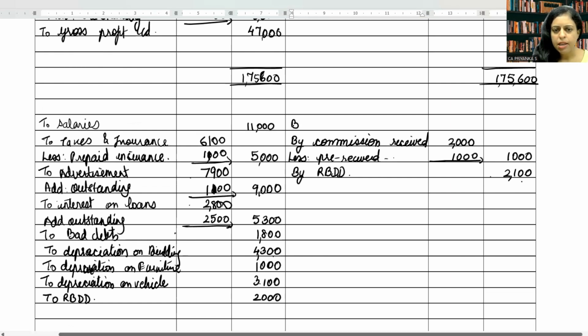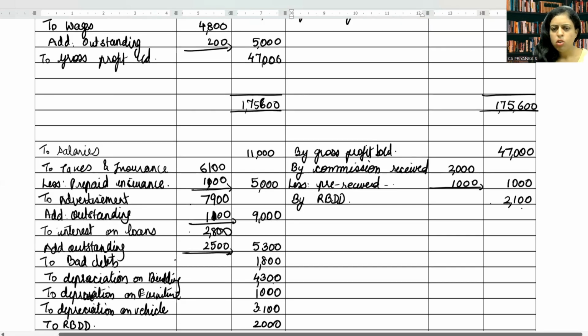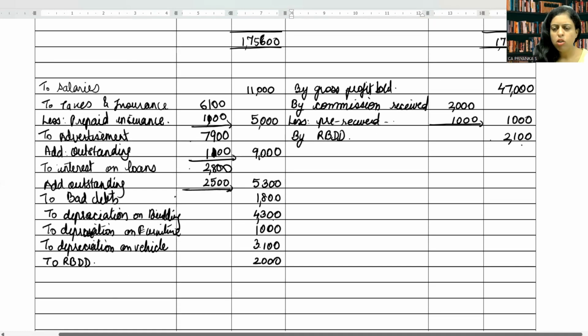So by opposite side, right? So by gross profit brought down. Amount is 47,000. So let's check the credit side of profit and loss account. How much is the total of credit side? 50,100. So this is more than your total of the expense. Check the total of the expense. You will find that this amount is less.